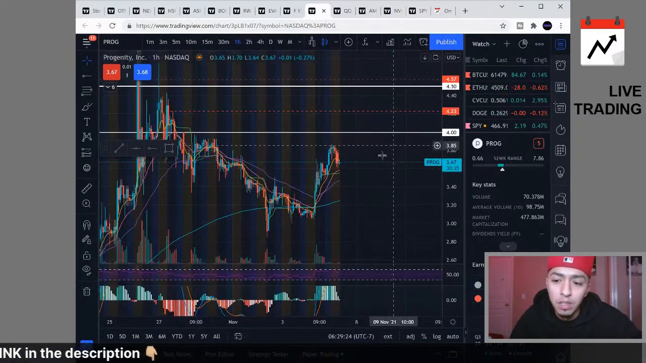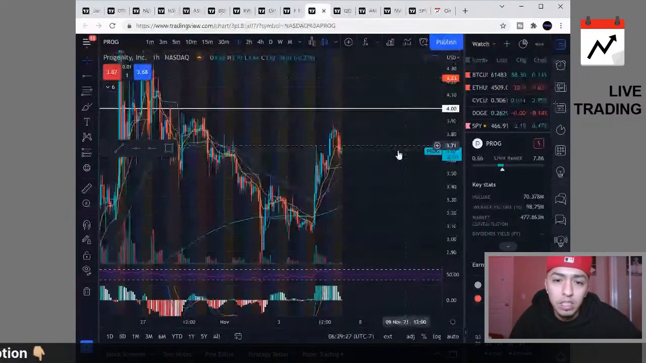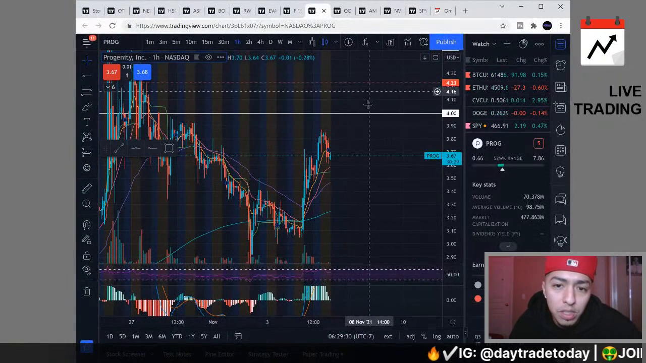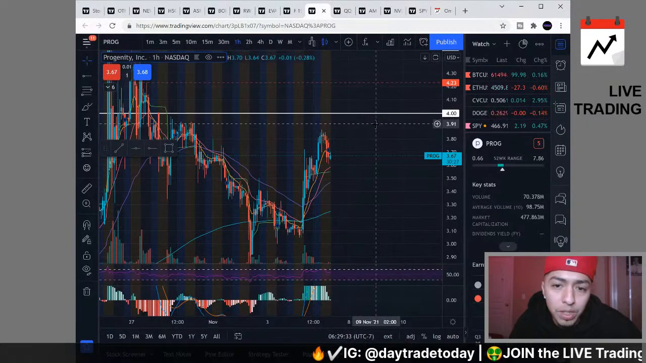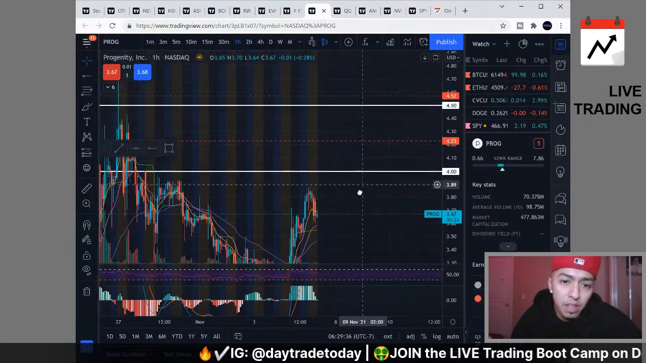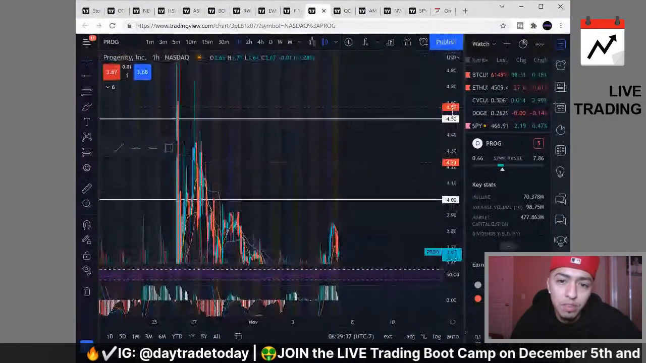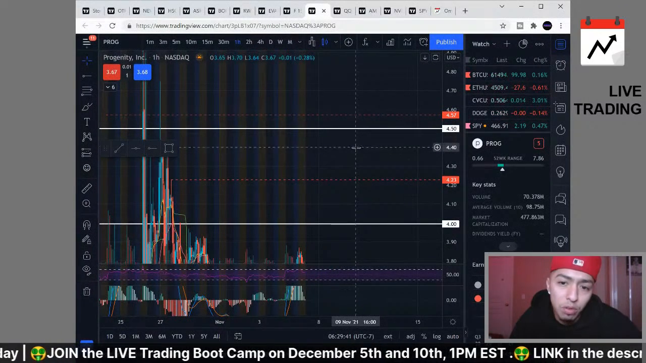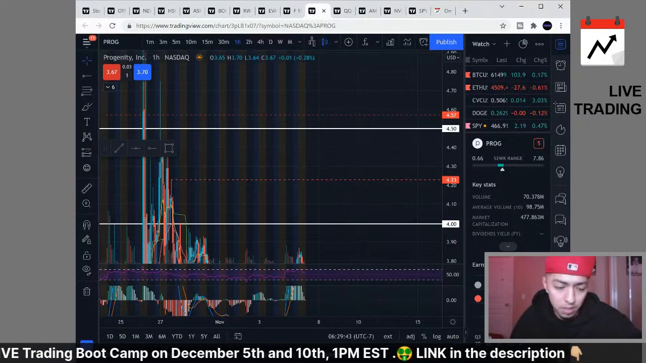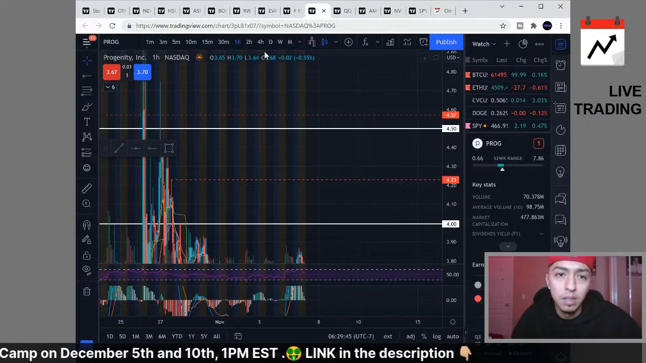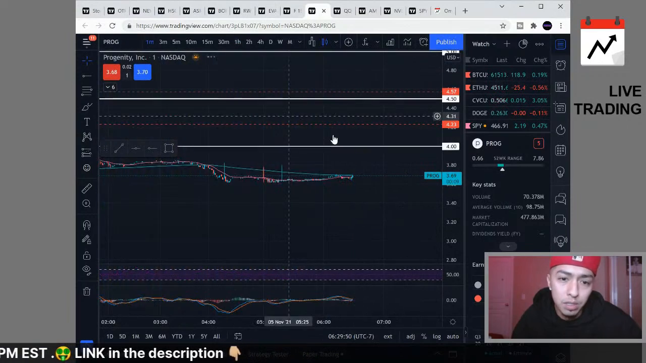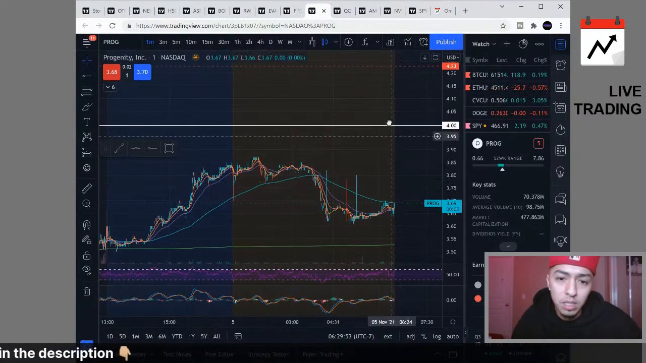As for stop losses, if you have your entry at 4.23, your stop loss can be around 3.90, 3.95. For the entry of 4.57, your stop loss should be around 4.45, 4.40. Sorry about that. And that's PROG, P-R-O-G. Let's go to the 1 minute and see how it looks.